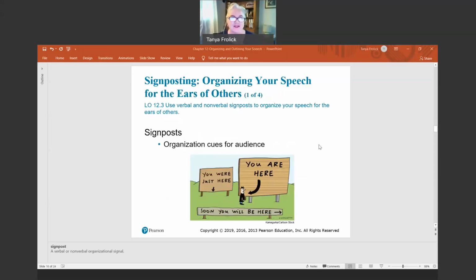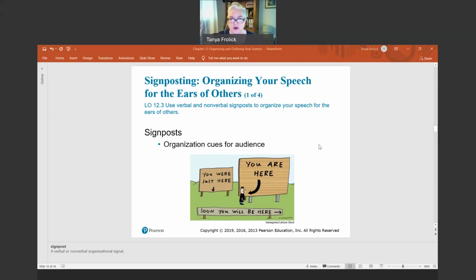Okay, signposts are your cues for your audience. Here's the thing. We talked about this briefly in the last chapter. I am going to have this outline. I'm going to have an idea of what you're saying next and what you're going to be talking about and where you are in your speech. The rest of the audience will not. They need to have these verbal cues so they know where you are in your speech.